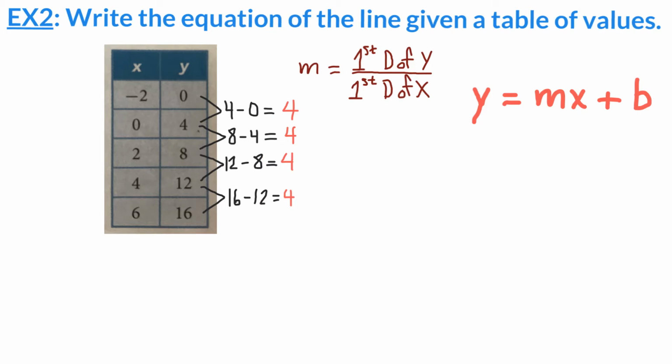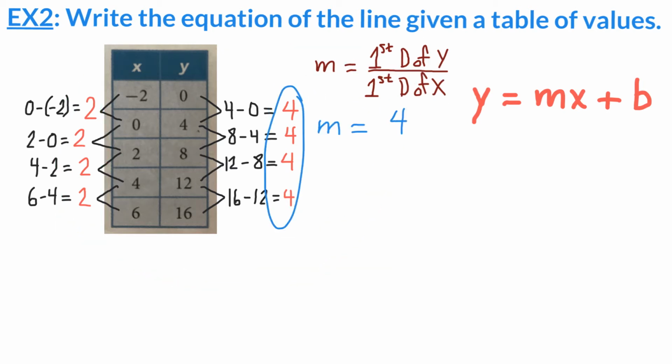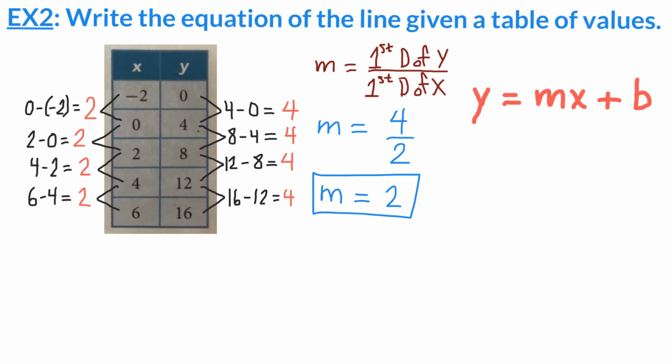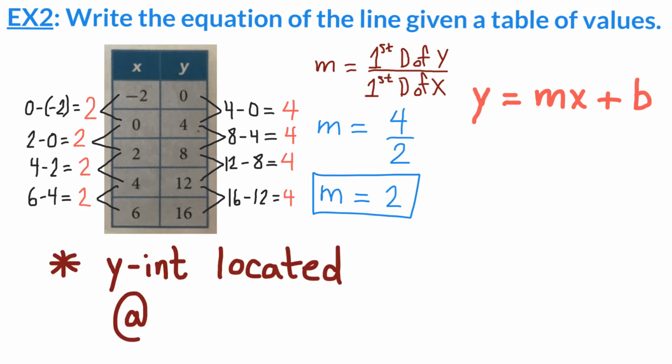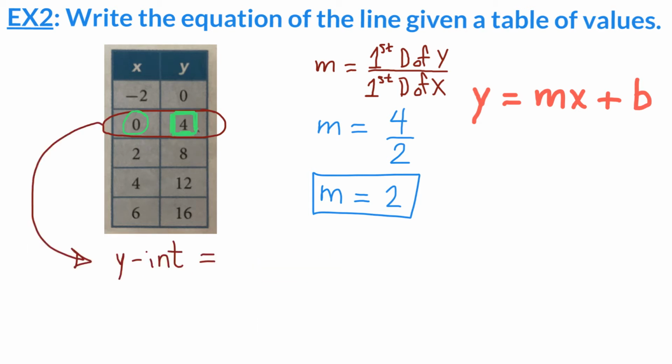Now let's find the differences in x starting from the bottom up. We're going to do 6 minus 4, then 4 minus 2, then 2 minus 0, then 0 minus -2. Notice that the differences in x equal 2. Plugging this into the slope, m equals 4 divided by 2. Therefore, the slope is 2. Now, let's find the y-intercept. Remember that the y-intercept is when x is 0. In this case, x is 0, so the y-intercept is 4. So we have slope is 2 and b equals 4.